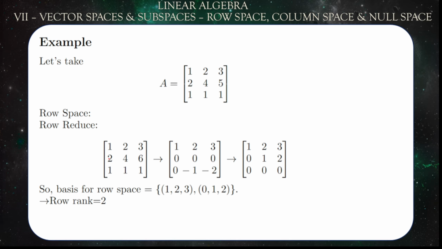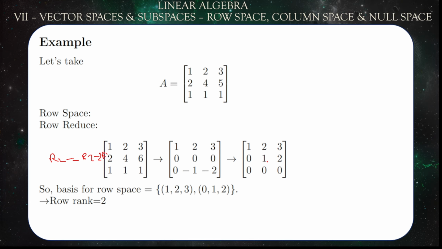At the same time, R2 is equal to R2 minus 2R1. So row 2 minus 2 times row 1: 2 minus 2 times 1 is equal to 0. 4 minus 2 times 2, 4 minus 4, is also 0. 6 minus 3 times 2 is also 0.